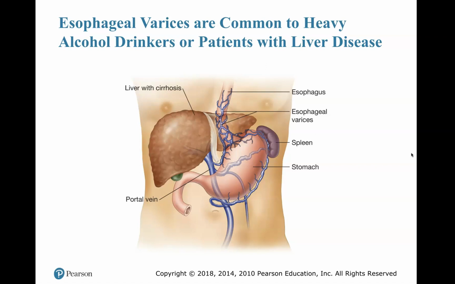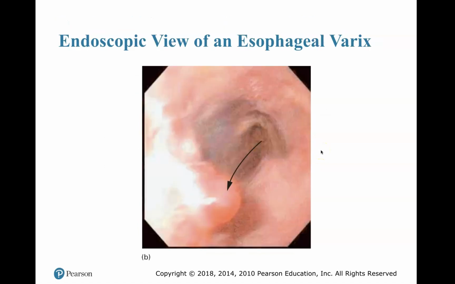Esophageal varices are common in heavy alcohol drinkers or patients with liver disease. You look at the liver, it says the liver with cirrhosis. And there's pointing to the esophageal varices here. Endoscopic view of an esophageal varix.